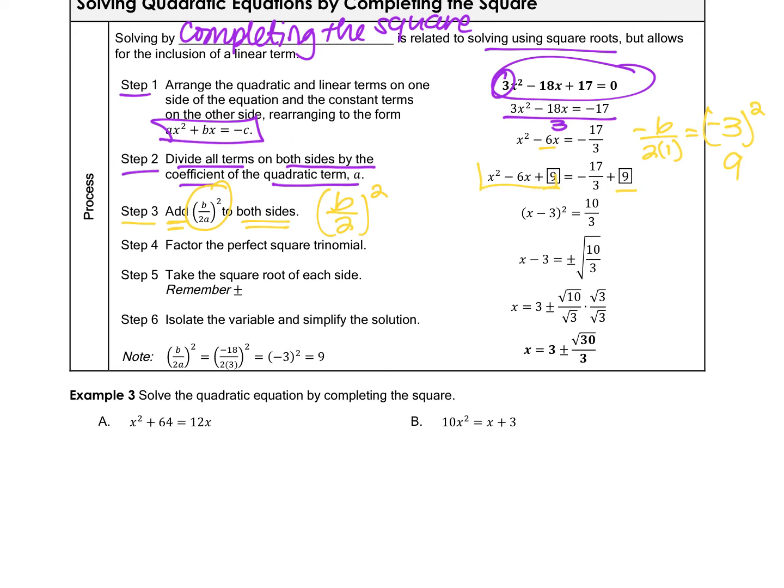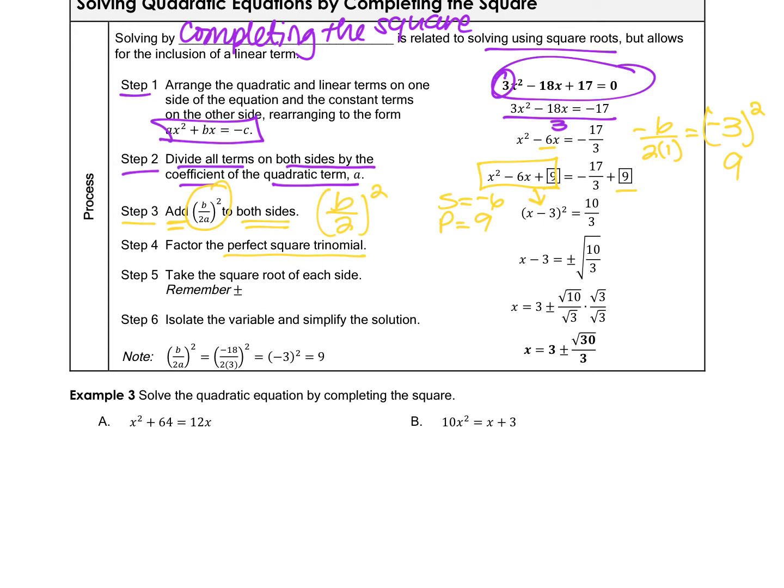You should now be able to factor this using sum and product, and you should get the same 2 factors, which means the same 2 numbers. Sum is negative 6. Product is 9. That would be a negative 3 and a negative 3. That's why it factors to a perfect square trinomial. So x minus 3 squared.